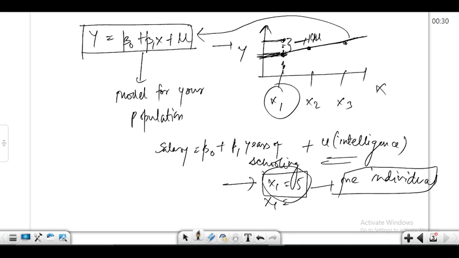So this is the, sorry, let me rub this. This is the graphical or practical way of looking at u, okay.